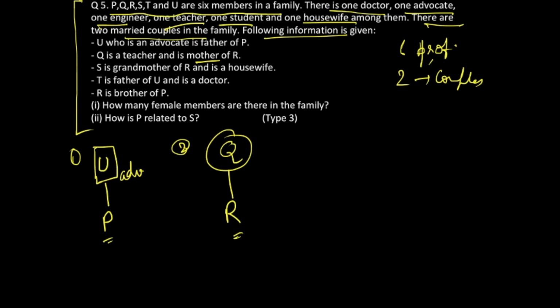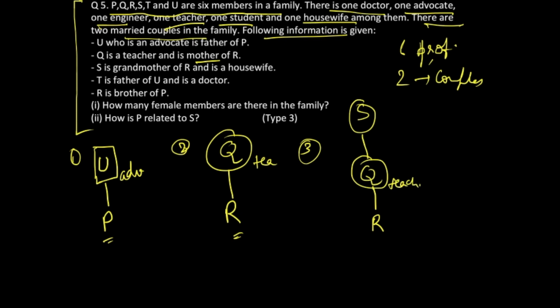But we know that Q is a teacher. So we know the professions. The next step says that S is grandmother of R and is a housewife. So you can write in the third step that S is a grandmother, so S is a female and she is a grandmother of R. So Q happens to come in between, right? Because we know that Q is mother of R. So you'll write Q over here and R over here. This is Q is a teacher and S is a housewife, right?